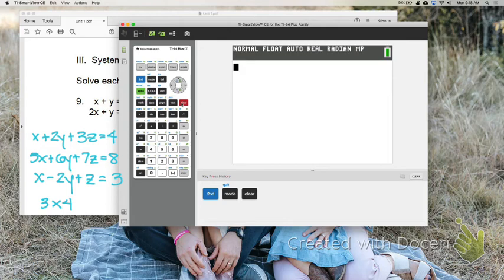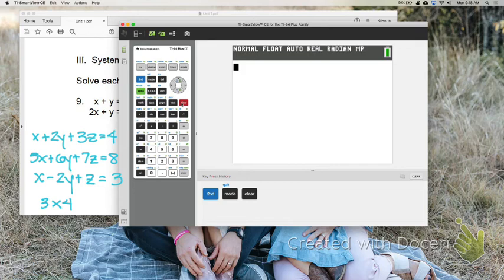1 column for the x's, 1 column for the y's, 1 column for the z's, and 1 column for the answers. We put that all in one matrix. Okay? We are going to use the reduced row command to help us do that. If you didn't remember what that was, that's what we use.